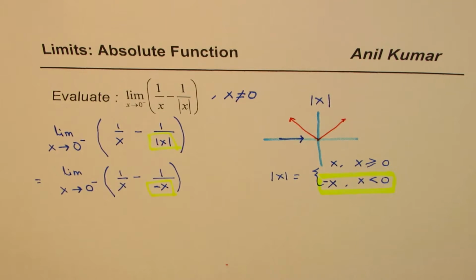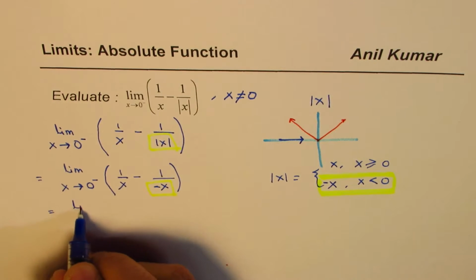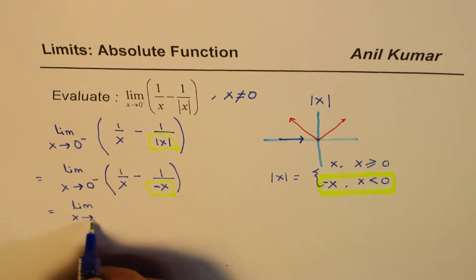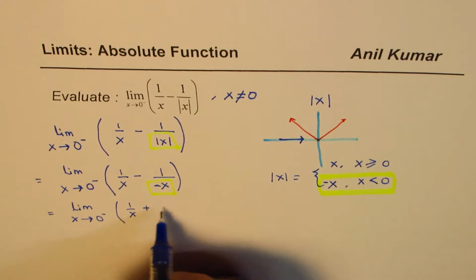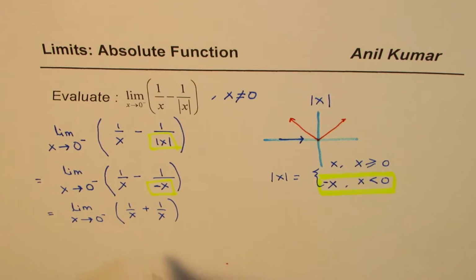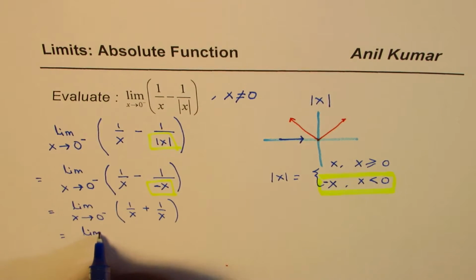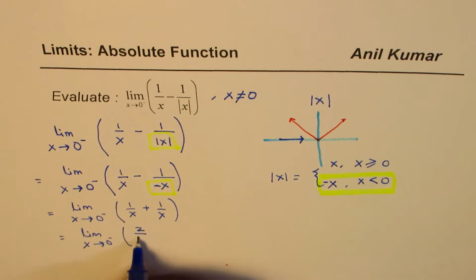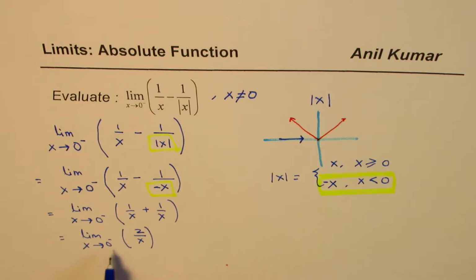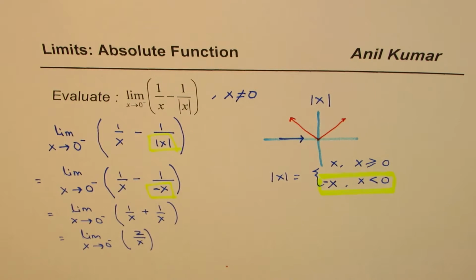Once I do that, I get the limit as x approaches 0 from the negative side. That becomes 1 over x plus 1 over x, correct? And that could be written as the limit as x approaches 0 from the negative side of 2 over x. Now you're approaching 0 from the negative side, that means x is negative.